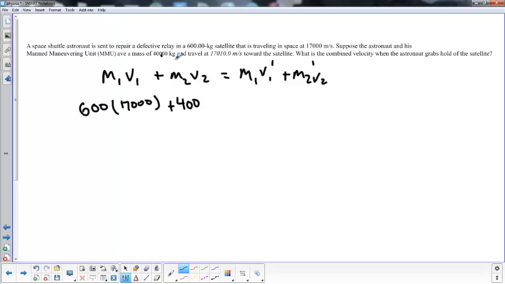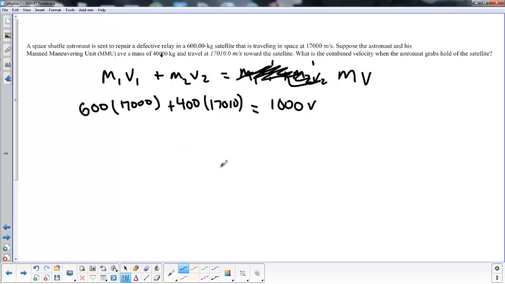400 point. There you go. I thought that was a very big, heavy, massive astronaut. Times their velocity at 17,010. Now, if this is a perfect inelastic collision, we're not going to have two entities here anymore. We're going to have just one thing. So we're going to have a new mass times a new velocity. And last time I checked, 600 plus 400 is going to give us 1,000 kilograms, and our new velocity is going to be what we're figuring out.